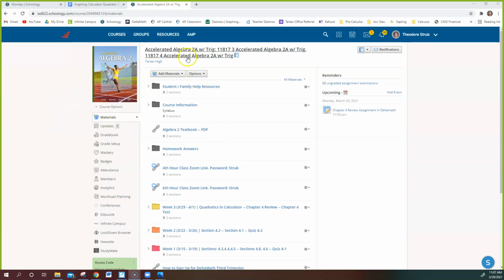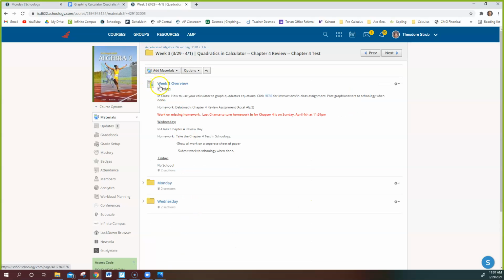Okay. So to start, I just want to quickly go over what our week is going to look like. If you were to look at week 3, you would see our agenda. And on our agenda, we have Monday, which is today. We are going to learn how to use our graphing calculator using quadratic equations.